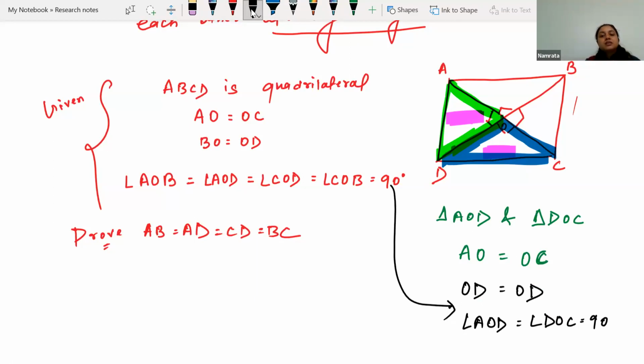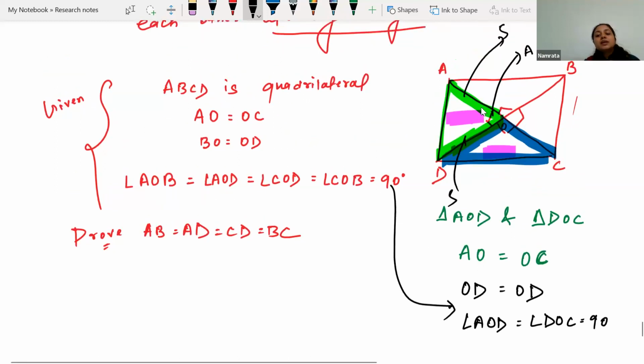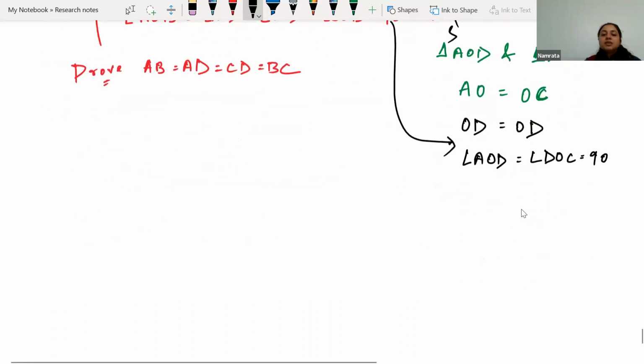So let's see. Angle, yes. Okay, SAS, obviously. Side, angle, side. So SAS criteria is saying that these two triangles are congruent. Now what will be the name of the triangle? That too we also need to write properly. So the name of the triangle according to the information which we have listed down, AO.